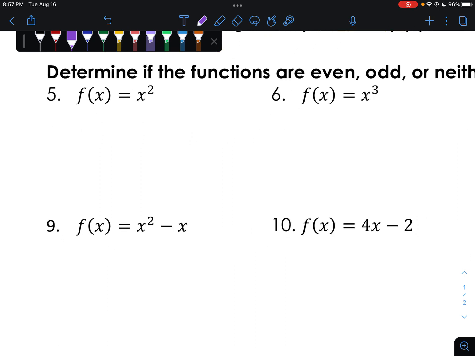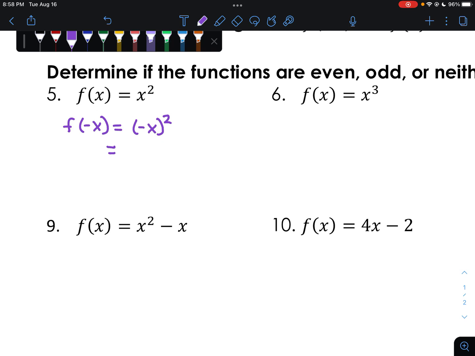So on number 5, we're going to start with f of x equals x squared. So I am going to evaluate it at f of -x. So when I do that, I substitute in -x for the current x given. It is important that you put it in parentheses. Parentheses will make a difference, and if we just make a habit of putting it in parentheses now, it's going to save us later. So now I have (-x) squared, which is the same thing as -x times -x.